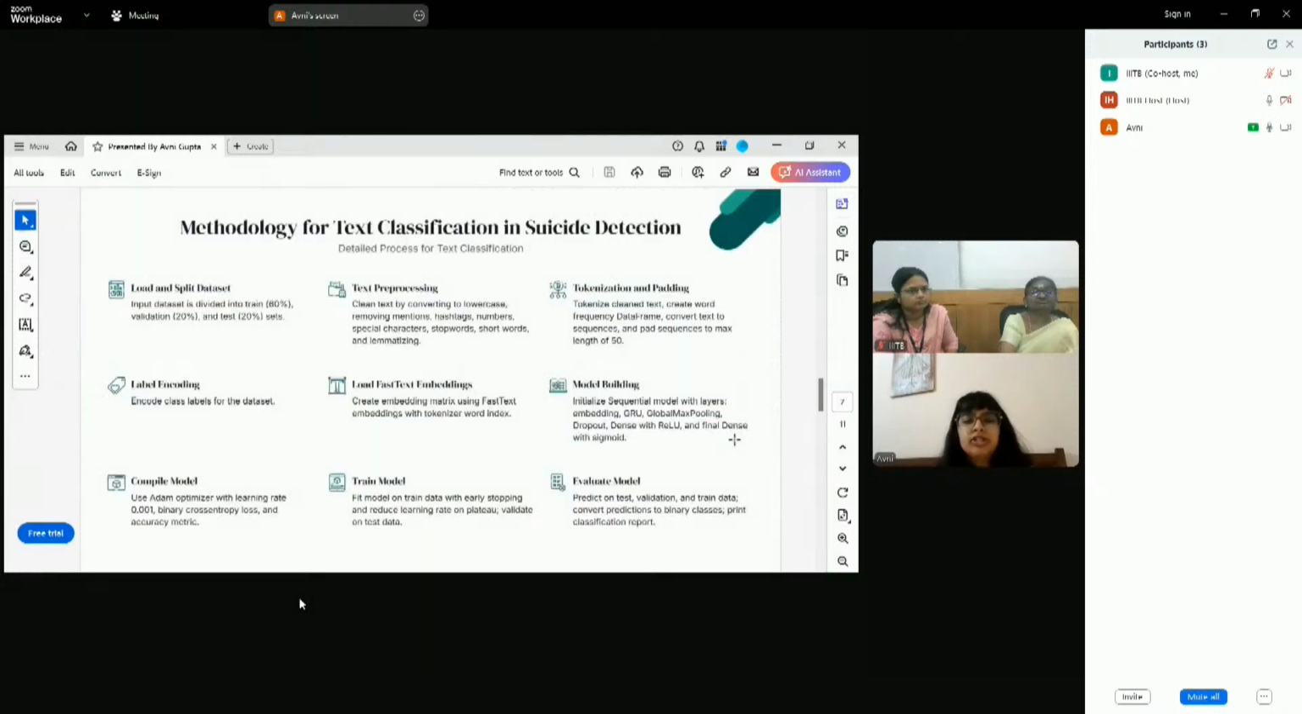So this is our overall methodology. First, we obtained the data. We used an online data set, and then we pre-processed it by converting into lowercase, removing mentions, hashtags, special characters, stop words, short words, and lemmatizing. Then we tokenized it and encoded the class labels, that was suicide and non-suicide. Then we included embeddings like fast text and glove embedding, and we trained it on various models and used the optimizer for finding out the accuracy. And finally, we evaluated the various model and embedding combinations.